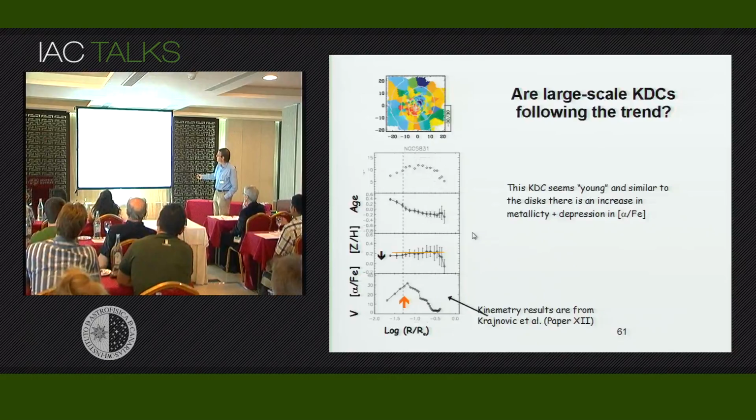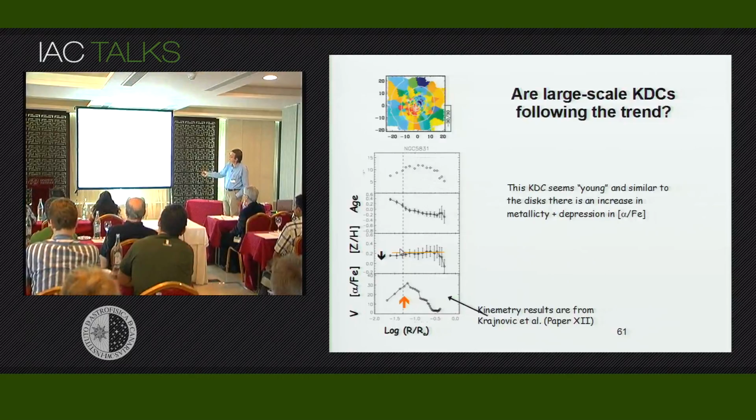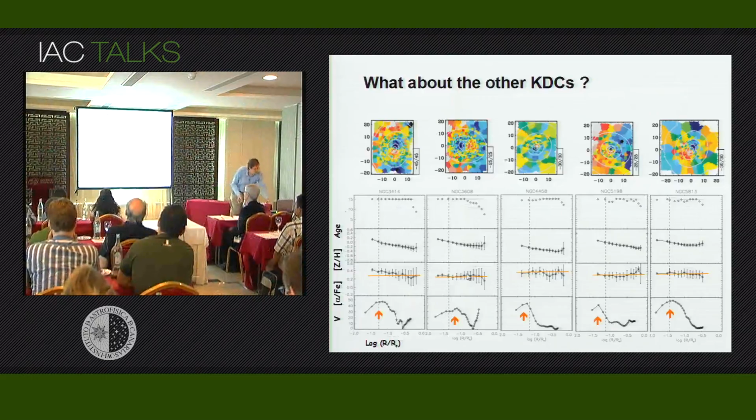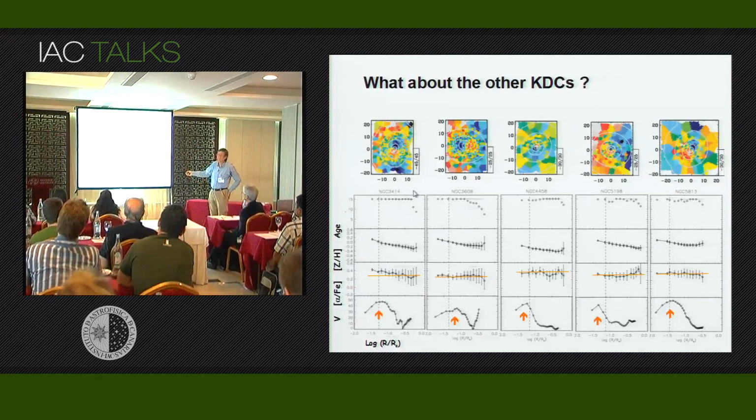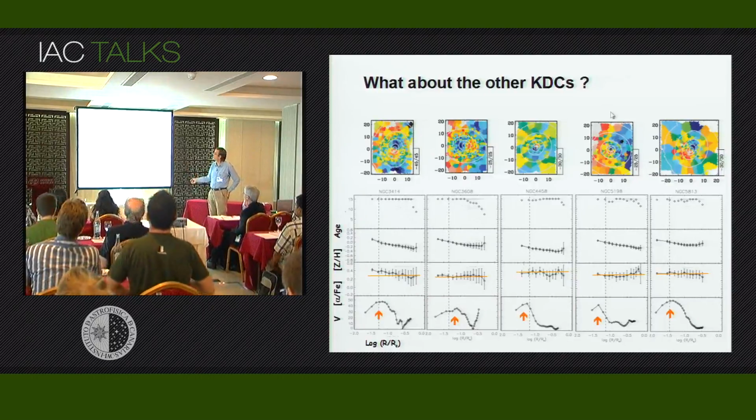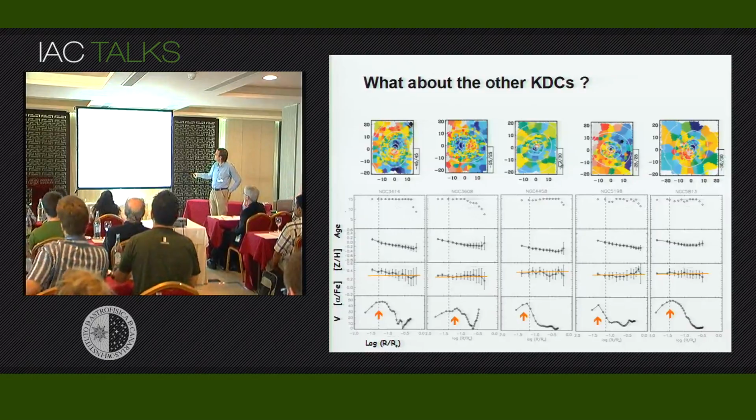In disks like the previous ones, what you do find is that the age is going... So this would be a case, this is 5830, where in the central areas the age is higher and the metallicity goes down. This is an exception. This is a central disk, but the central disk is not young.